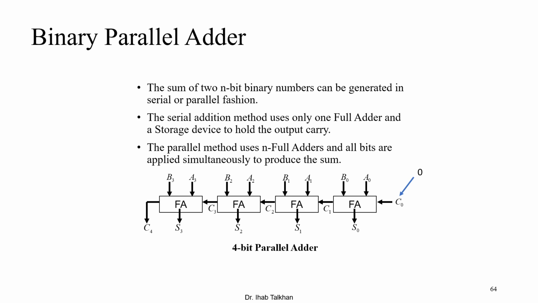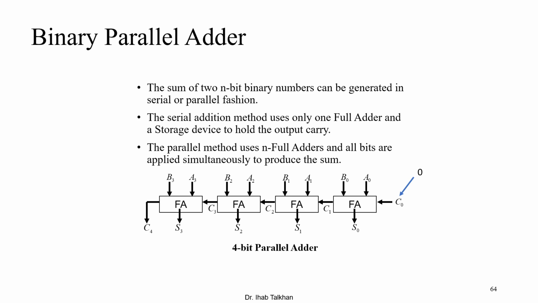You have only one full adder, and you have a storage device in order to store the previous value and so on. But this is very expensive. Why? Because the storage device, the memory, is too expensive. So that's why the serial is much higher in price than the parallel.